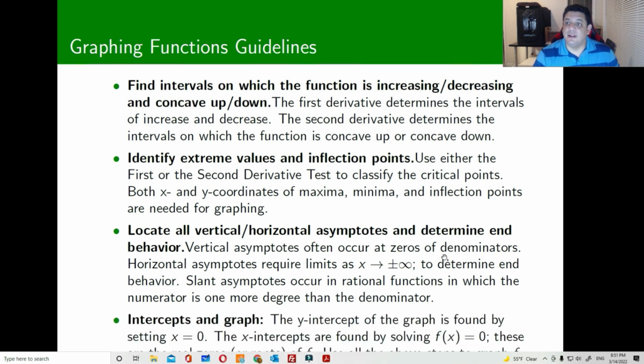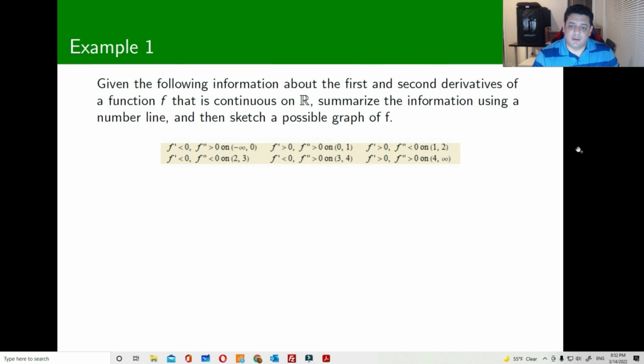Finally, it's always important to find intercepts in the graph so we can check where the graph is crossing, where x equals 0 or y equals 0. And we can always use a couple of points as well to graph our functions. So now let's go for some examples.